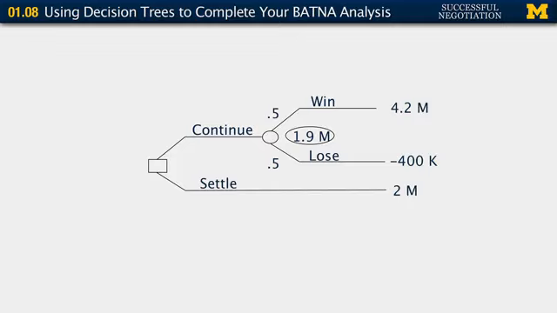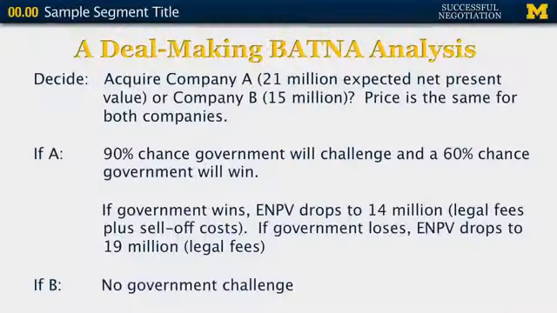And you can see here that that's less than accepting the settlement offer. Therefore, logically, you should accept the settlement offer, absent other factors. So this gives you a nice tool for analyzing your BATNA in a dispute resolution type negotiation such as this. Decision tree analysis is also a very useful tool for doing a BATNA analysis when you're involved in negotiating a deal. And here's an example.